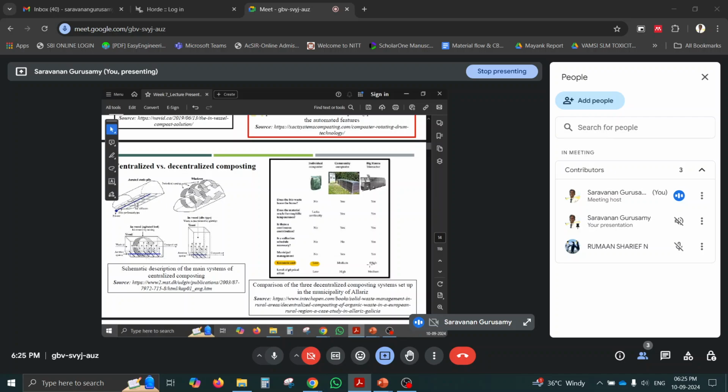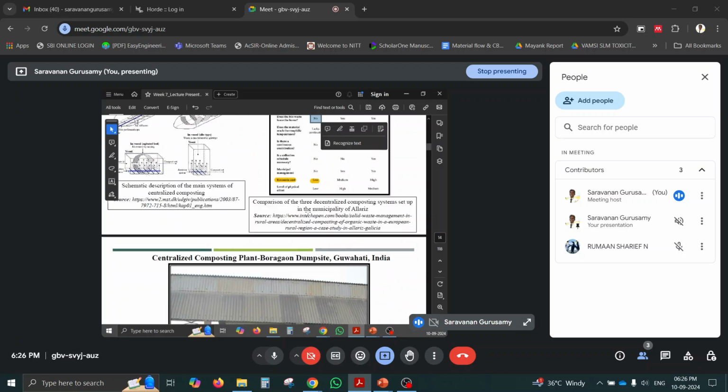So comparatively, this table shows that if you are following individual composting, in your backyard itself, in your home itself, then it will reduce the cost of transportation, because there is no need to collect the waste from your home. So the collection and transportation cost will be reduced. As we discussed in the third week itself, 90% of the cost of solid waste management is incurred in collection and transport itself. So we can reduce that huge amount if we follow individual composting. That is the advantage of individual composting.